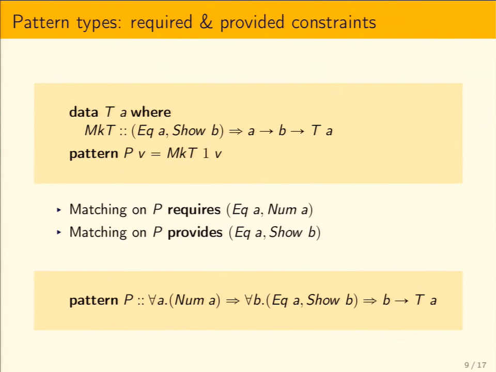So notice how, because matching on MkT provides Eq A, and matching on P requires Eq A, the Eq A constraint doesn't show up in the required constraint of P because that one is satisfied by MkT itself. So it makes no sense for it to show up in the required constraint because that would make it too constrained. If you were to inline this definition of P into the use site, it's not true that you would need an Eq instance at that point.